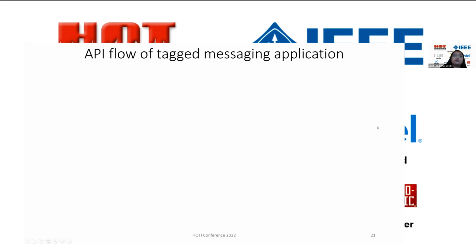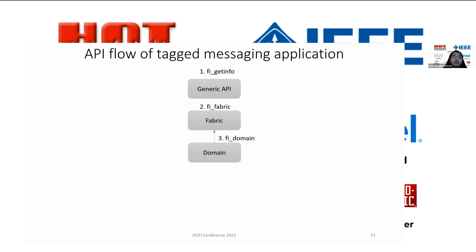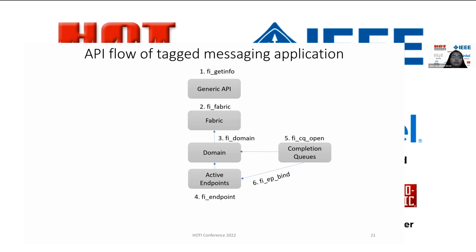So I want to show how a tagged messaging application API flow looks like. So with this example, I also want to demonstrate how tagged messages work and specifically how the messages are received in the same order that they were sent. So all of the initialization calls will be the same from FI get info until we enable our endpoint. It's going to be the same initialization.